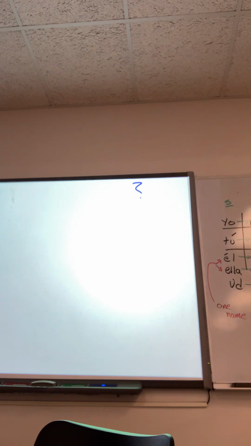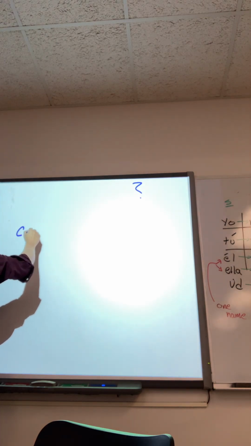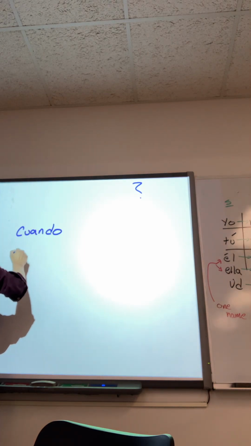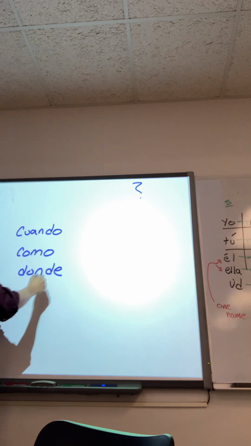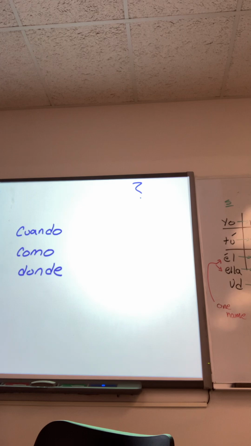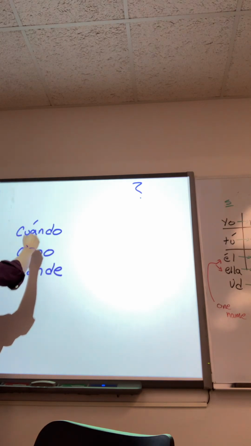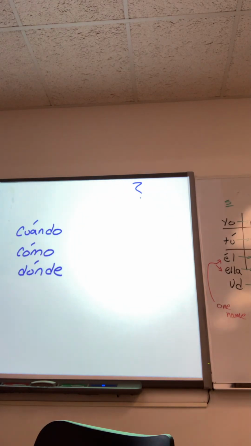Now, the reason why we do this, okay? Well, I need to take a step back. In the last chapter, we learned words, and we practiced them with this exercise. Words like cuándo and cómo and dónde, okay? All of those words are interrogatives. They're all question words, and they are meant to elicit information, okay?